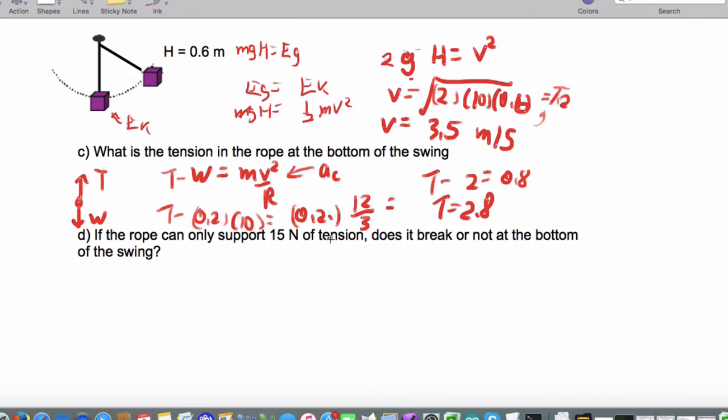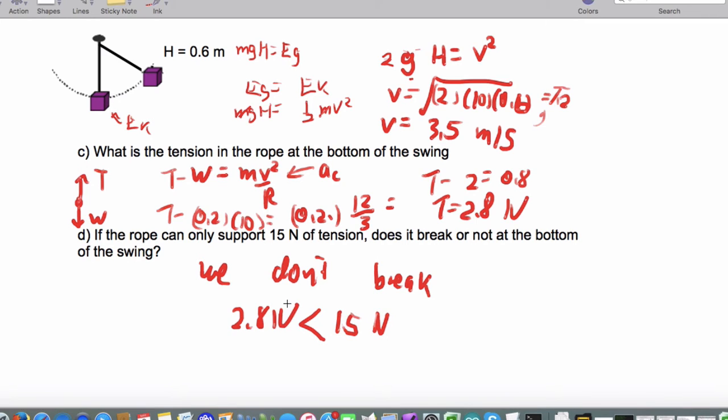So if we can support 15 newtons of tension, but we have 2.8 newtons of tension, we don't break, because 2.8 is less than 15 newtons. So we're good on that. So that is the second page of the practice test.